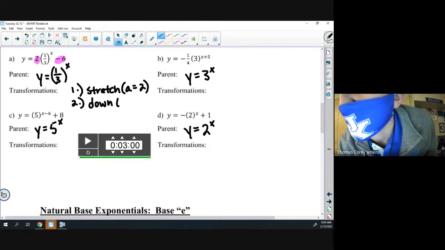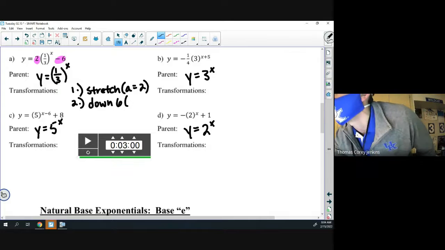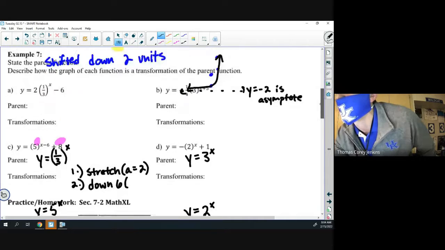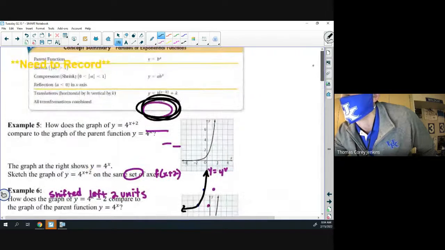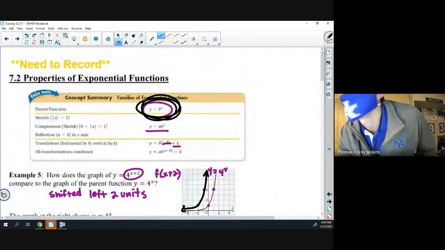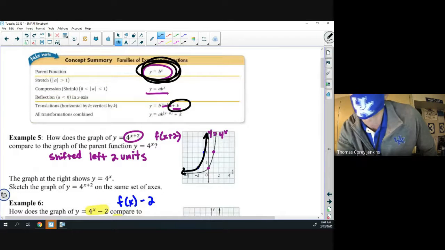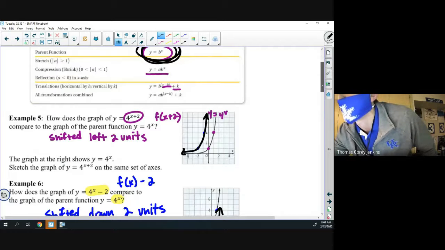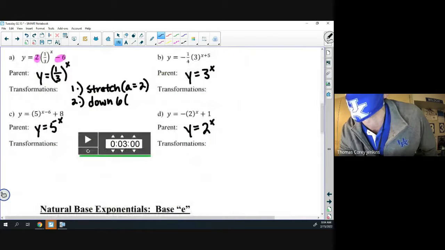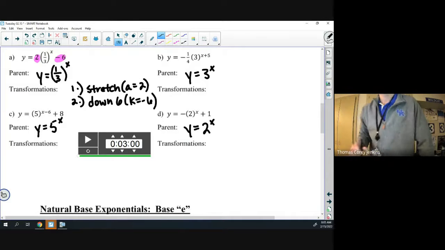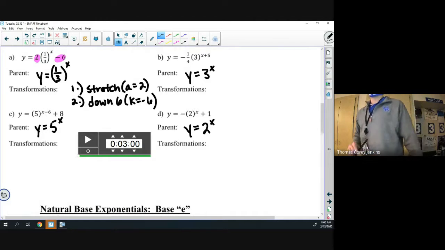Down 6. And if we're looking at the formulas, up or down, I think they usually call that k. So k for up or down. We could say k equals -6, if that makes sense. All right, so that's all we're doing here.